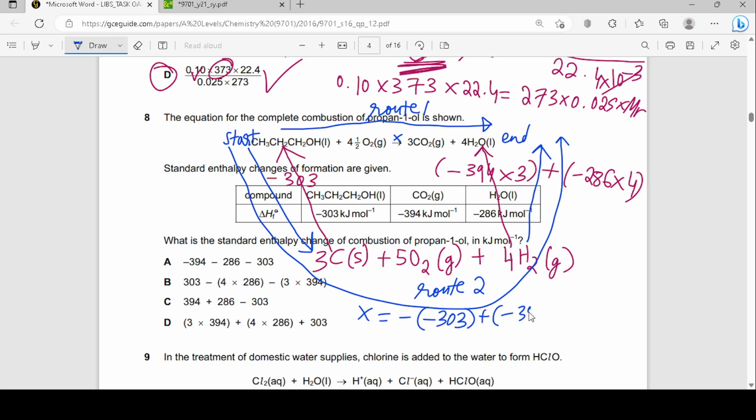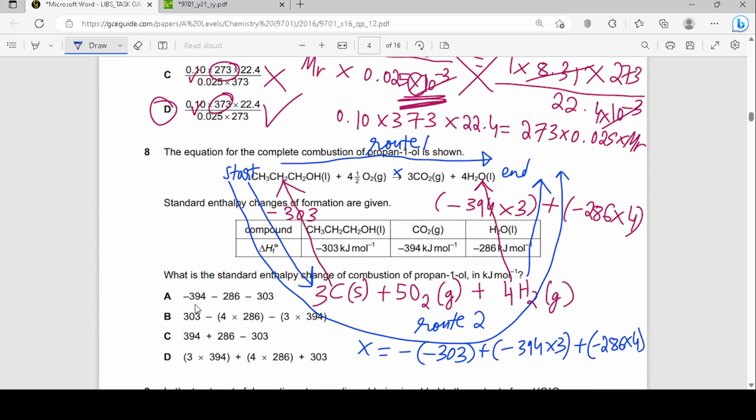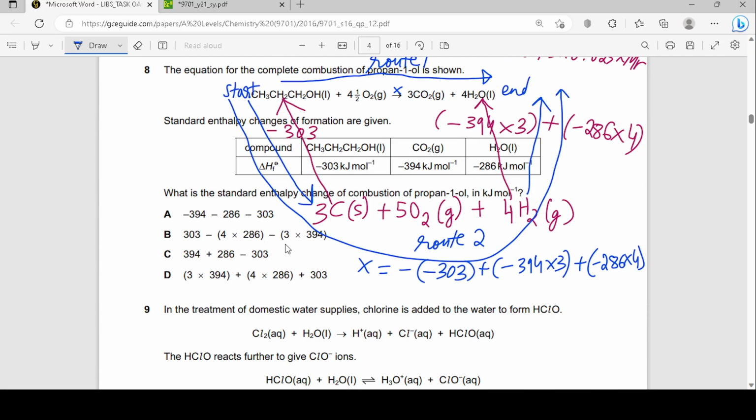So minus 394 into 3, then plus minus 286 into 4. Again, I don't know why they're not calculating things out in this question better than the previous question, but yeah, they just want how to find it rather than the actual numerical answer, I suppose.